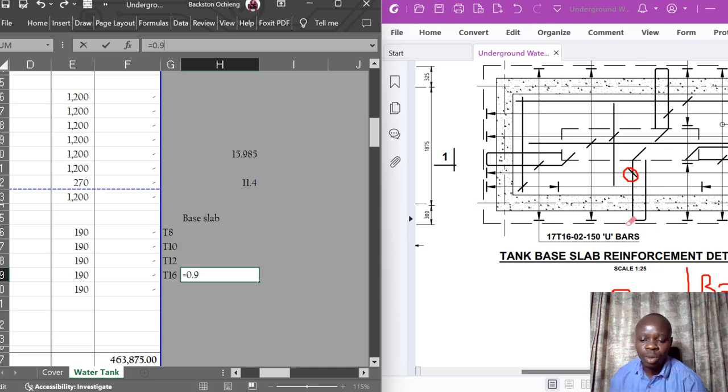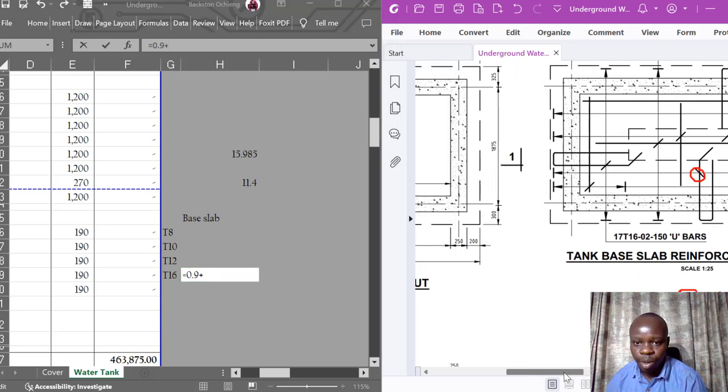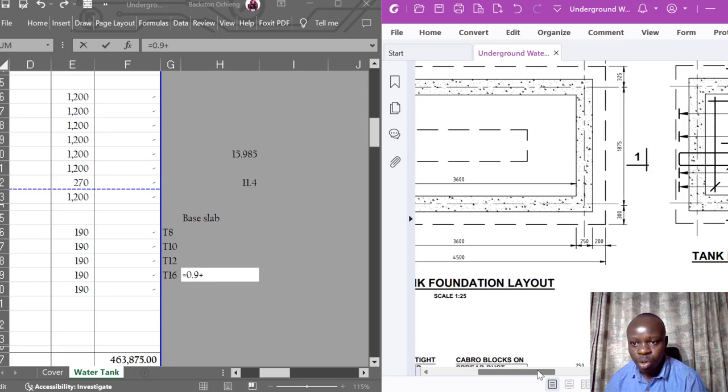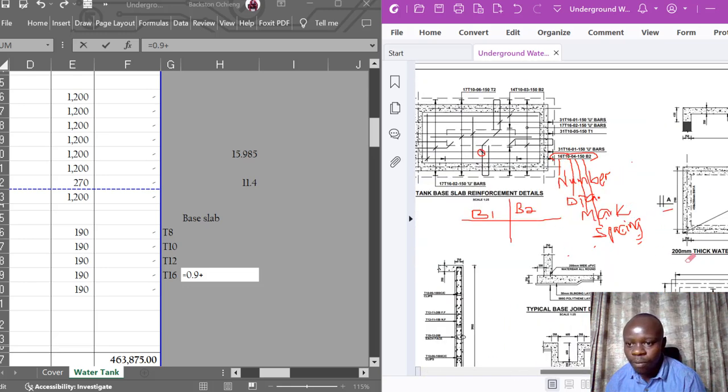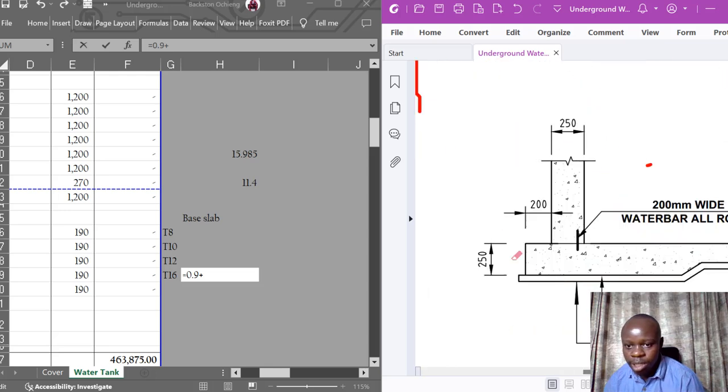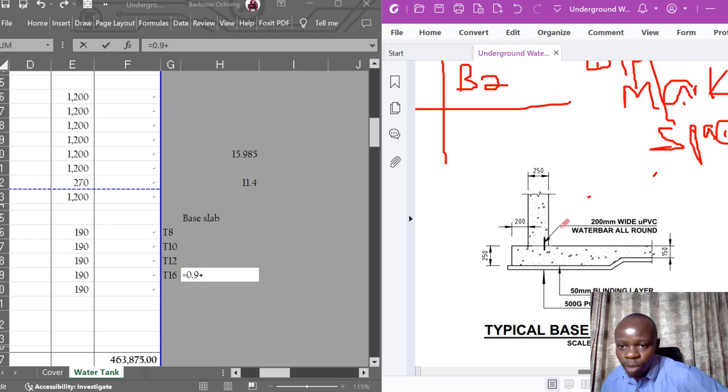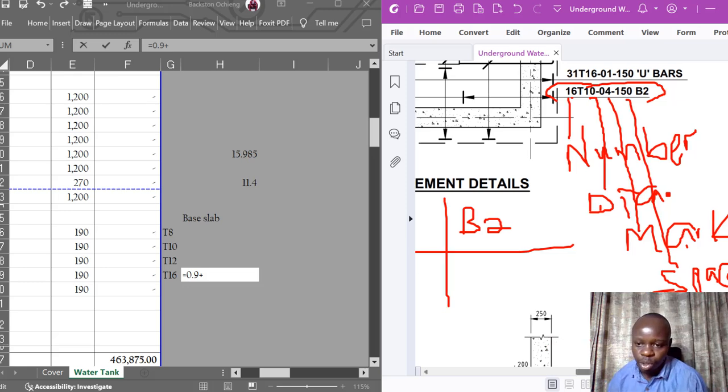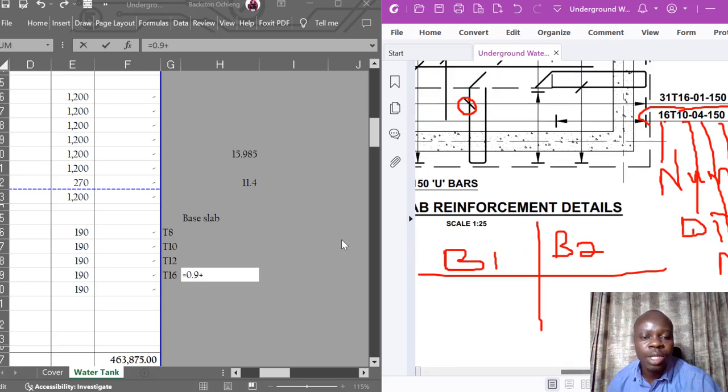So how do you get that U? What you need to consider is what thickness the base slab is. What is the thickness of the base slab? From the details we had seen, from these details here, the base slab is 150 millimeters. So you can assume the entire slab has the reinforcement. However, you should have an allowance of around 50 or 25 millimeters for the cover.